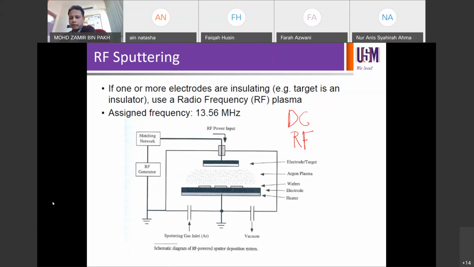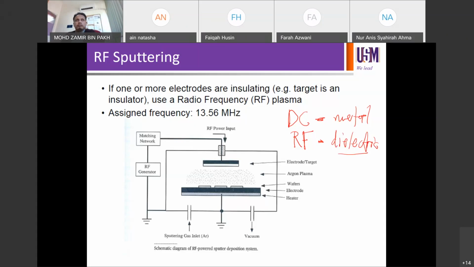DC we normally use for metal deposition. Direct current is for metal deposition. Kenapa metal? We use DC for conductive materials deposition, right? RF, on the other hand, it can also be used for conductive materials like metals, but it's mainly for dielectric deposition. Oxide, nitride, carbide. So you cannot use oxide, nitride, carbide, or other dielectrics on DC. It won't work. There's a reason for that, right?